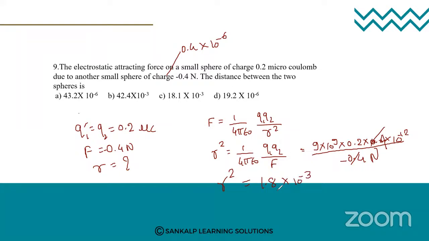But it is r square, and you need to go for r. So for r, you need to take the root of this. Take out the square root, then adjust the power. You will get 42.4 into 10 to the power of minus 3 meter. Check, everyone.